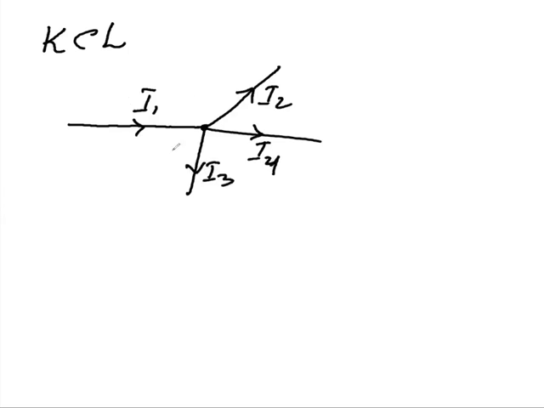So this law tells us that this is the junction. Current entering into the junction is equal to current leaving the junction. I1 equals I2 plus I2 plus I2. And this KCL gives us the law of conservation of charge.